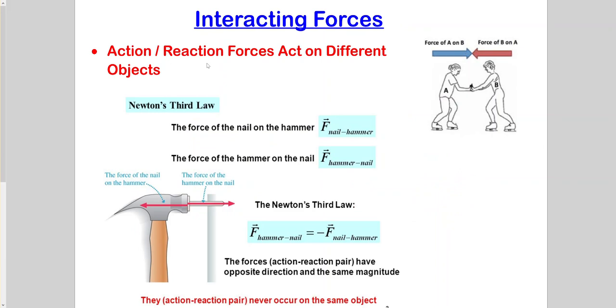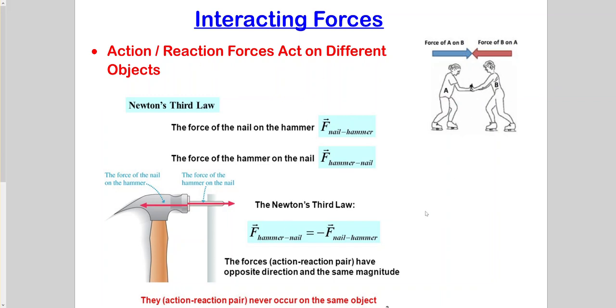We talked about this briefly as well. Action-reaction forces act on different objects. So here's two students on ice skates, and student A pushes on student B. There is an equal but opposite force on student B. So if student B is just standing here and student A pushes off of them, they will both accelerate. Why? Because there is an equal but opposite force.